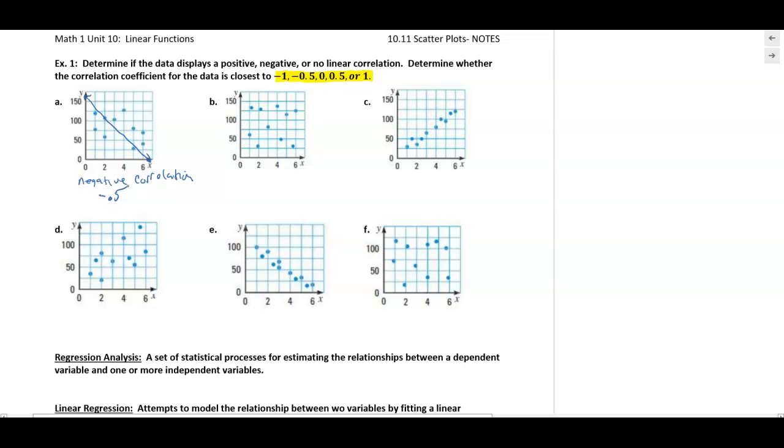Letter B, if I look here, those points are all over the place. No line can be drawn to get close to all of them. So we would say this is no correlation. Now C, on the other hand, if I draw a line, this line gets really close to all the points. So those points all line up in a very close linear fashion. So we would say this is a positive correlation because the slope of that line would be positive.